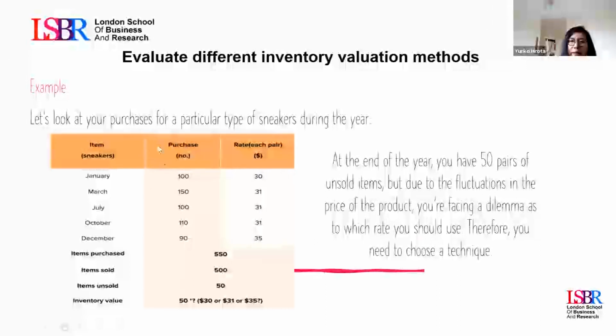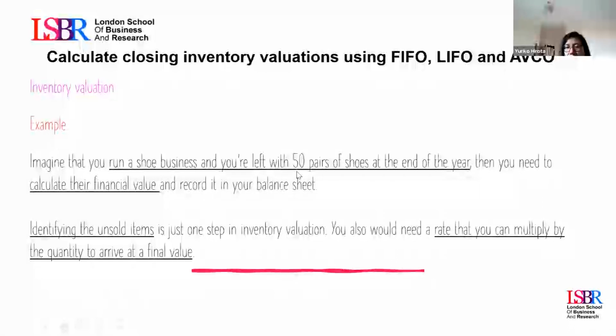Imagine, let's see this table. In January, we bought 100, in March 150, and every month we bought a different quantity of shoes. And each quantity of shoes has its own price. So at the end of the year, we bought 550 pairs of shoes. And then we sold 500. So it means that in the warehouse, we have only 50 pairs of shoes, which are the 50 pairs of shoes of the example.